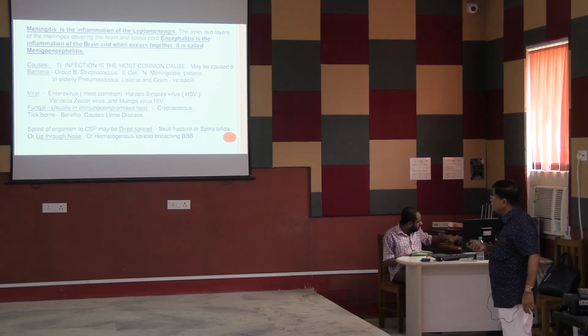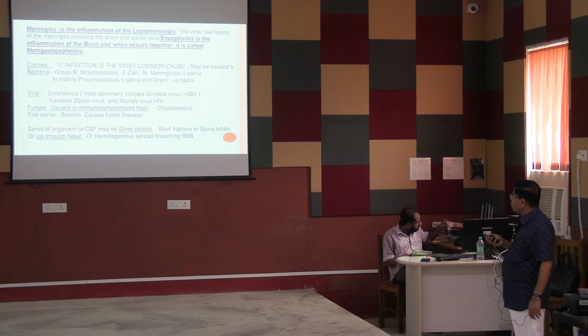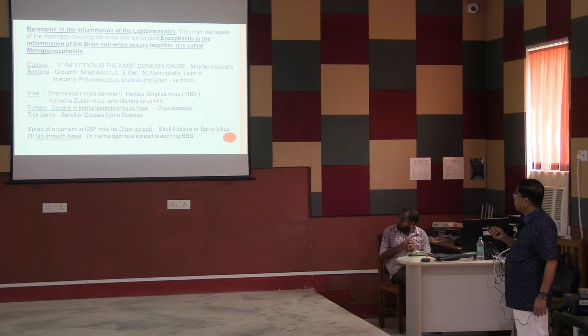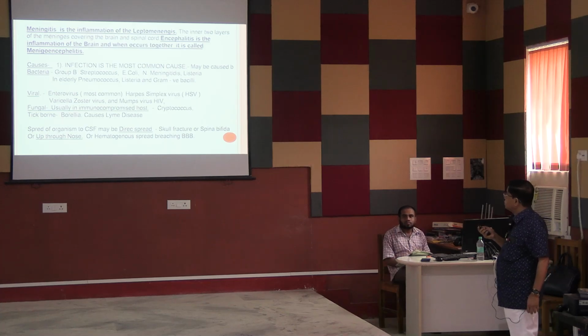So, what are the important causes? The causes of meningitis are most commonly bacterial. Infection is the most common cause, and the bacterial is the commonest cause. Several bacteria can cause this: Group B Streptococcus, E. coli, Neisseria meningitidis, Listeria, and Pneumococcus.